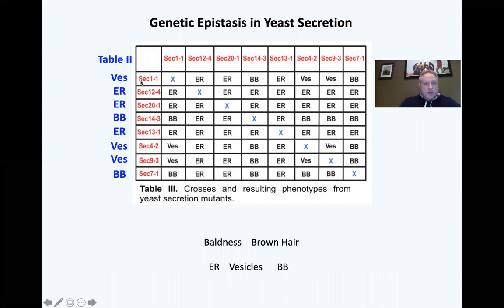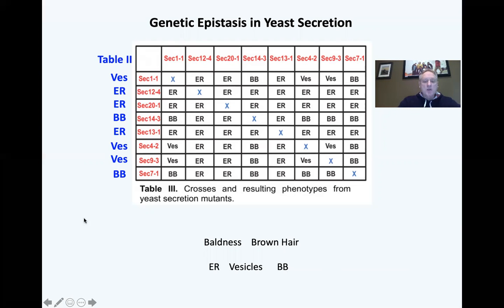For example, SEC1-1 is vesicular, SEC12-4 is endoplasmic reticulum phenotype, and SEC14-3 is what's known as a Berkeley body. And the idea with epistasis is that we're supposed to order the events. So the secretory apparatus has a directional flow in the pathway.